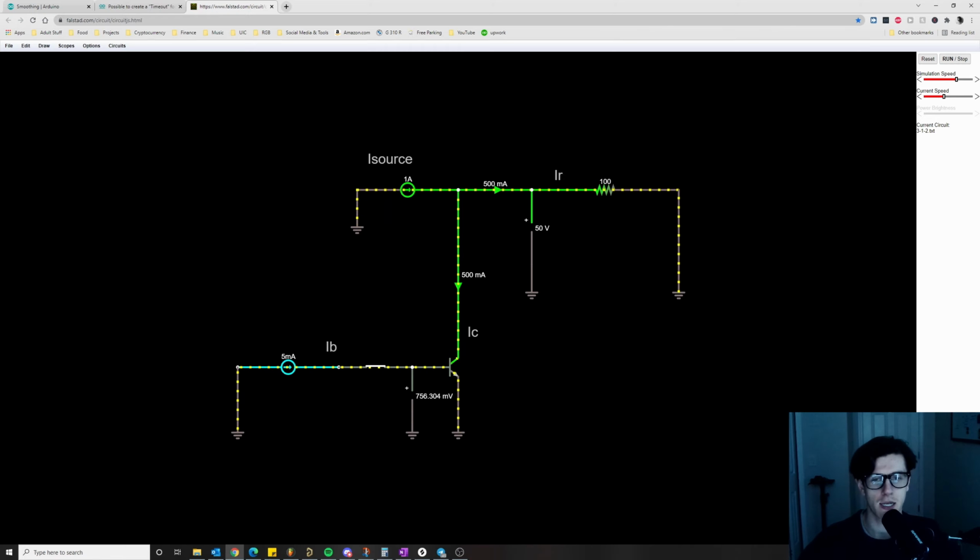Okay, so the next thing I want to point out is that let's say we wanted to sink all 1 amp, the entire 1 amp of current that we have right here. This is one of the downsides of transistors: if you want to sink a lot of current, you have to source a lot of current, right? So just keep that in mind if you're thinking, oh, can I use a transistor to power my light bulb that draws like 3.5 amps of current? The answer is probably no.